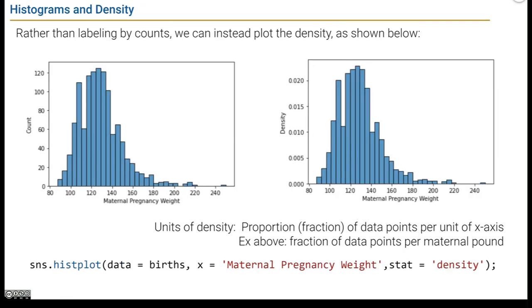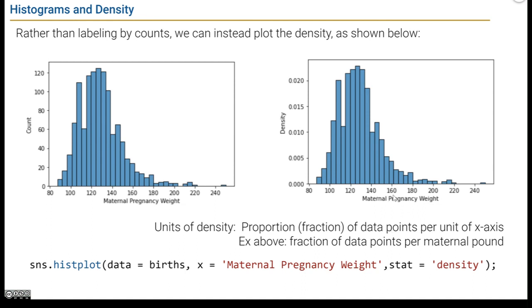So we're going to talk a little bit about what we can choose for our y-axis when we're creating these histograms. To start off, on the left, you'll see my y-axis is just a count, the number of mothers that fit in each of these weight categories. But often we're interested in scaling this to represent a different value, which we're going to call density. So density is going to be the fraction of data points per unit of x-axis. That's a lot. So what am I saying? I want the fraction of data points per maternal pound.